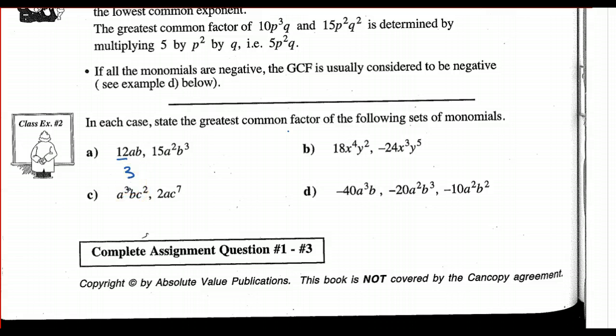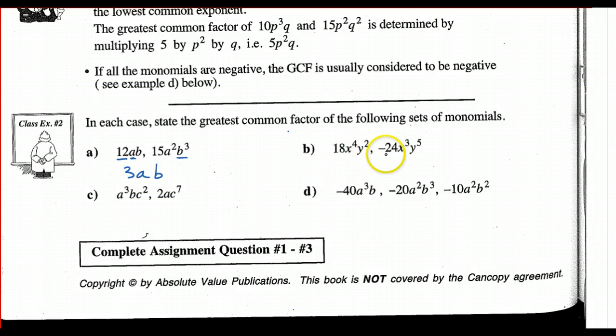Now I'm going to look at the a's. The greatest common factor when it comes to the a's is going to have to be 1a, because this term only has 1a. For the b's, there are 3 b's here, or b cubed, and only 1 b in the other term, so I'm only able to take out 1 b that's common to both. Let's try this one over here.